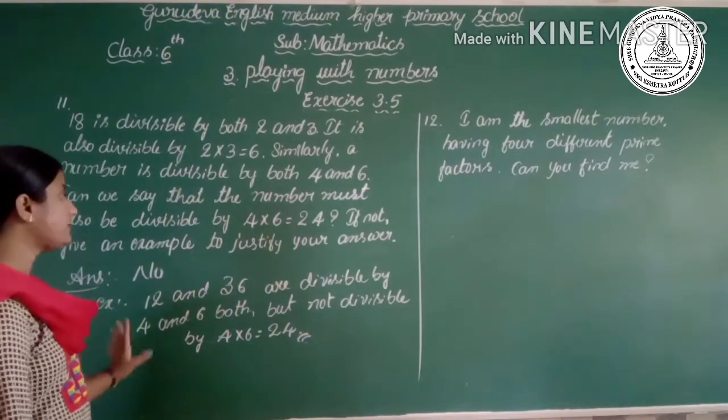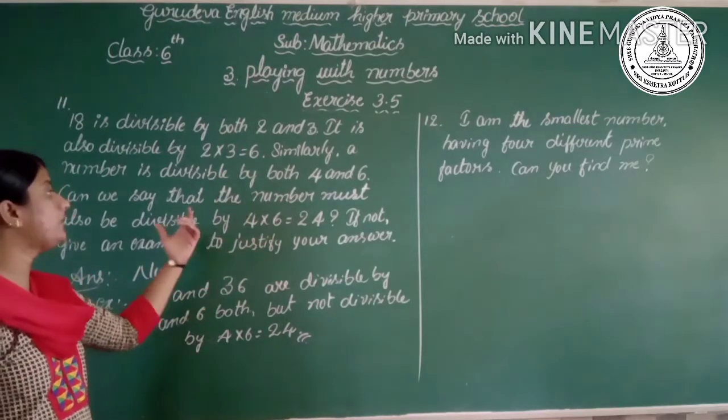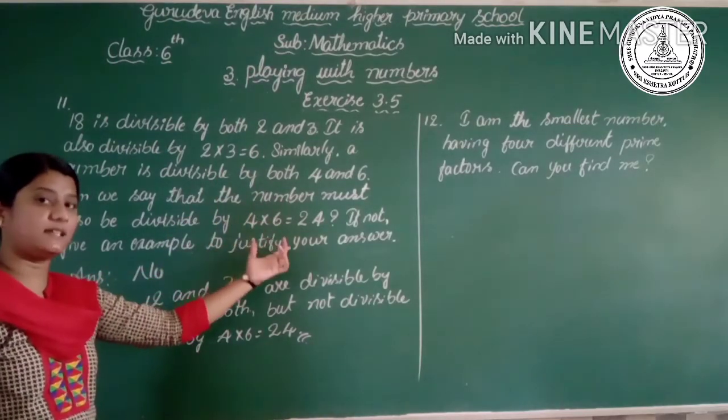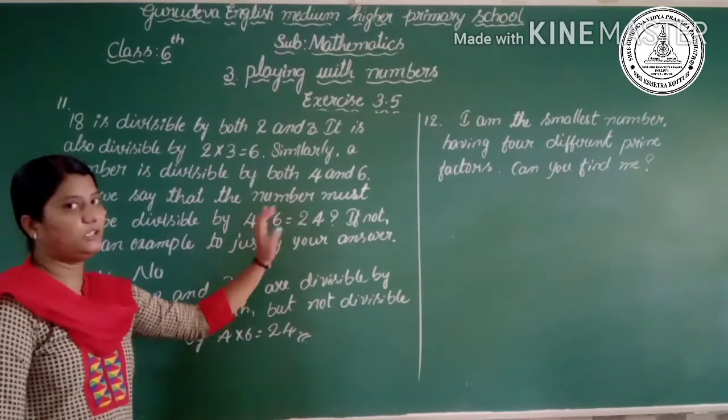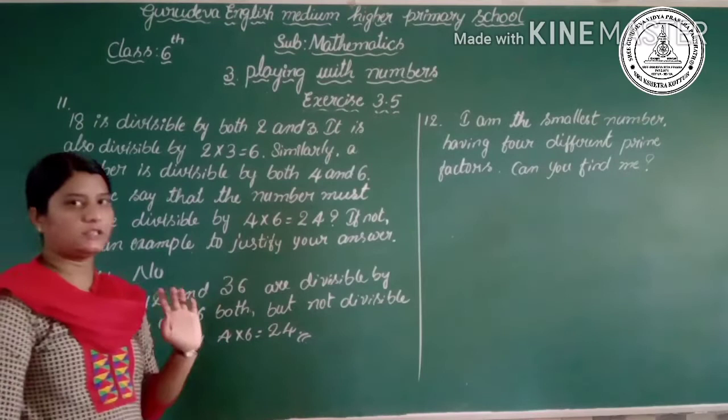Okay, if the number is divisible by 2 and 3, then it is divisible by 6. But if the number is divisible by 4 and 6, it is not necessarily divisible by 24. Okay, let's go to the 12th question.